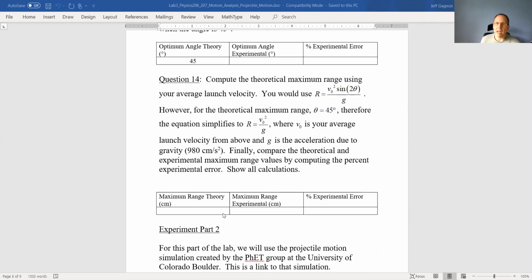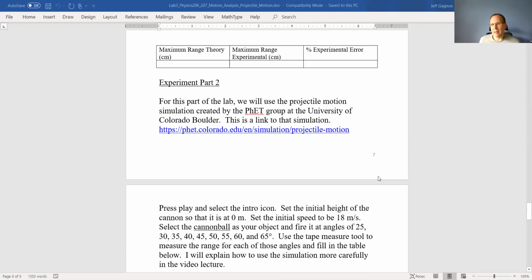And then I want you to compare those two values by computing a percent experimental error. Okay? So that's for the actual data that I collected, the experimental data. For the next part, I want you to collect some data using the simulation. So you want to go to the projectile motion simulation. The link is here.